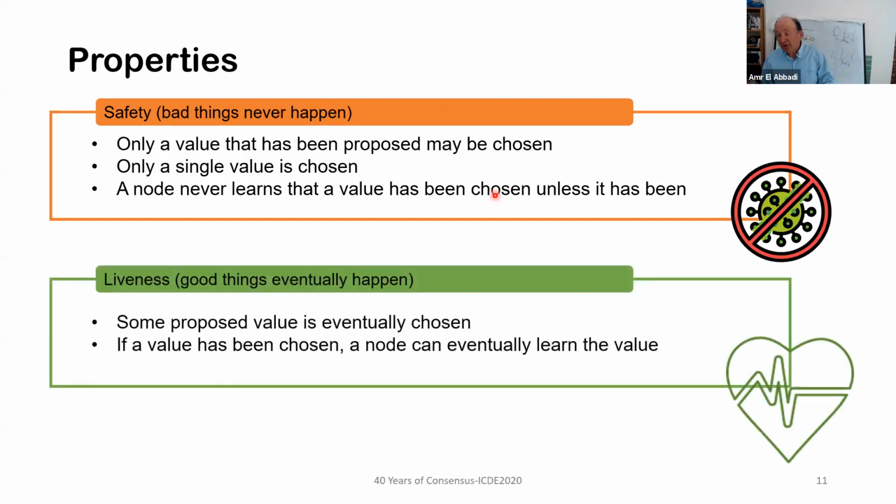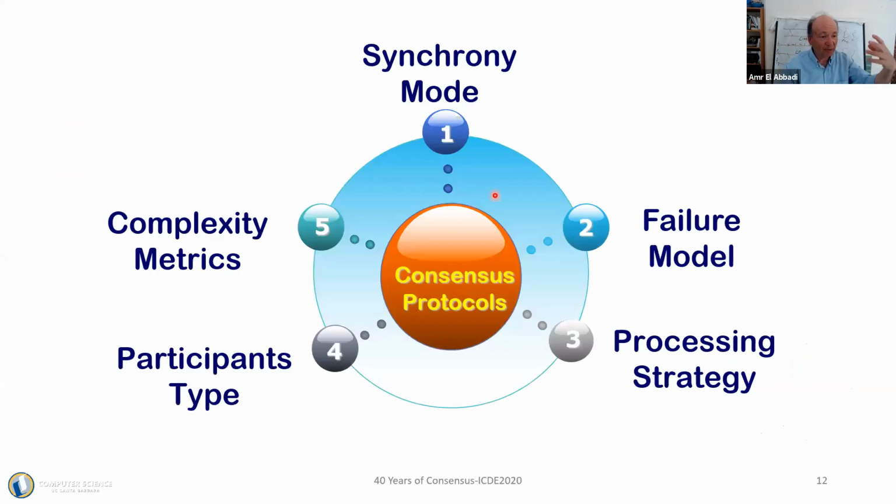But usually we also like to have a liveness property. Good things eventually happen. I could always guarantee safety, that bad things never happen, by doing nothing. If I do nothing at all, nothing bad is going to happen, but also nothing good is going to happen. So liveness is that eventually good things happen. If there are competing values being proposed, I would like one of them to be eventually picked. And if a value is picked, a node can eventually learn of its value. So we are typically interested in safety, but also in liveness.